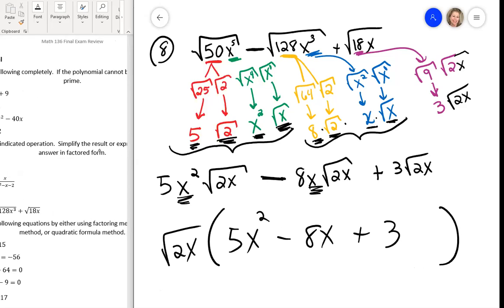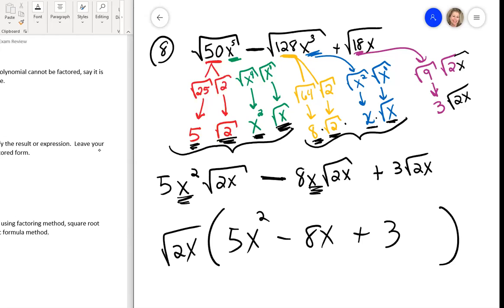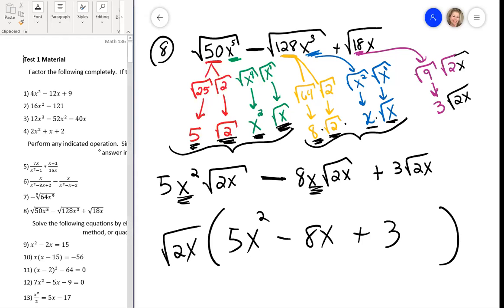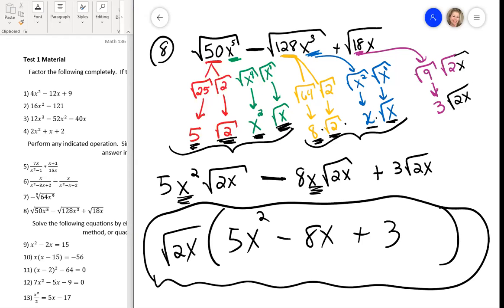Wait a minute. Yes, it did. Sorry, leave your answer in factored form. Well, son of a bun. Yeah, it did say leave it in factored form. Okay, there you go. I forgot to factor out my square root of 2x.